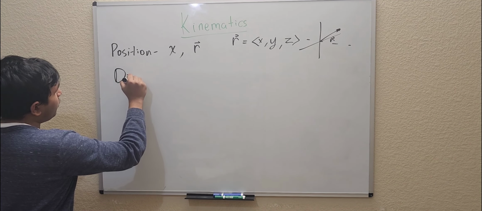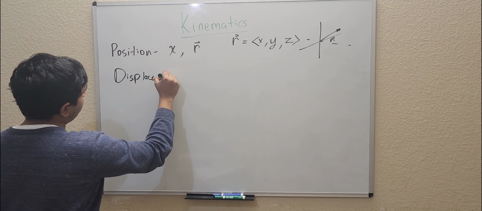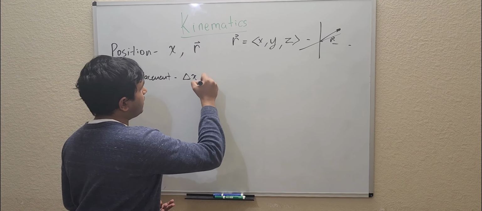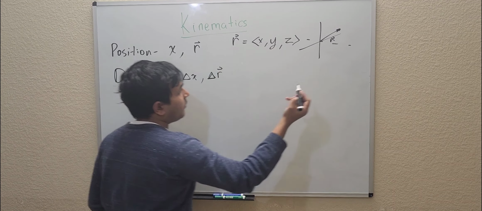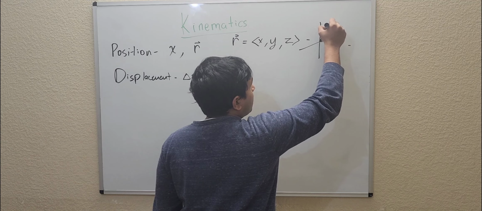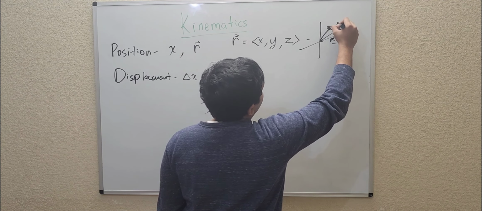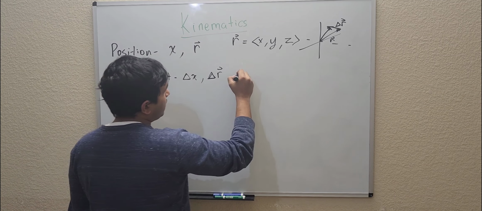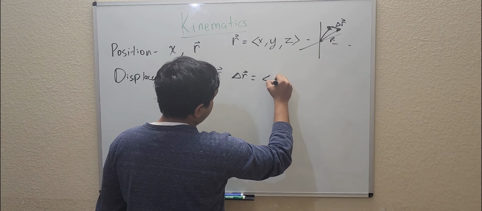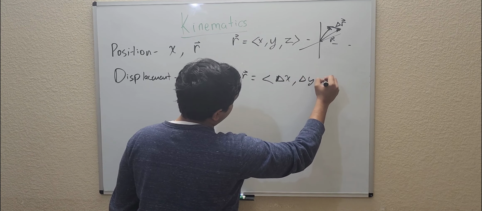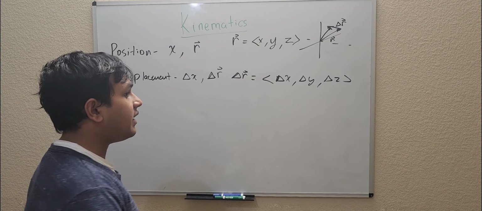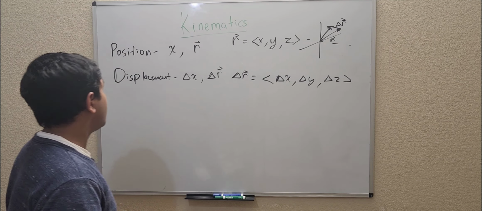For displacement, we use the terminology delta x, and since it's a vector, there's also delta r. For example, say this is r at one point in time, this is r at another point in time, then your displacement would be r final minus r initial, or delta r. And delta r is composed of delta x, delta y, and delta z. Okay? Now we will use displacement to define something else, and that is velocity.